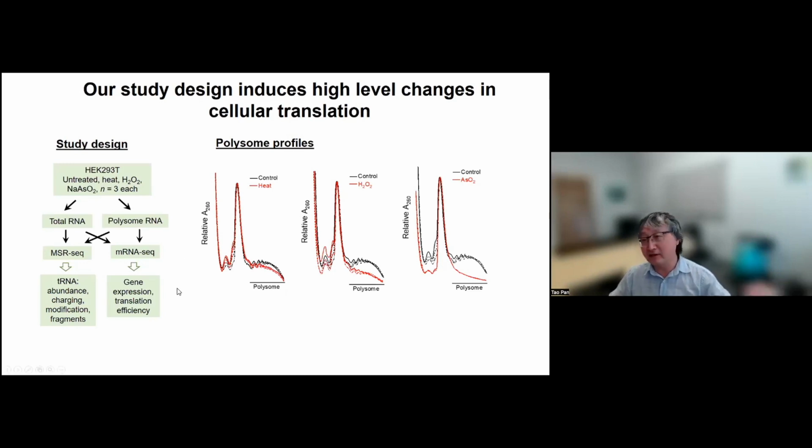Okay, so now for each sample, we have 4 conditions. We have total RNA, mRNA, and tRNA. We have polysome RNA, mRNA, and tRNA. Clearly, under these conditions the polysome profile shows the polysome levels went way down, which of course is what we expect.